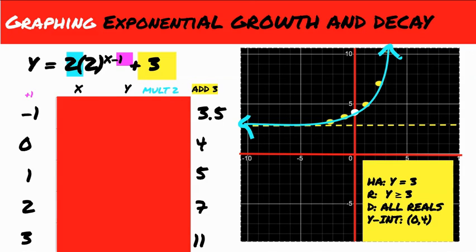So remember, it starts with the parent function, then we go to a table, and we perform all those transformations numerically, then we go plot, and then we answer the questions. And again, the most important thing is that horizontal asymptote at y equals 3, as indicated by this last number, which was called the k in your notes.